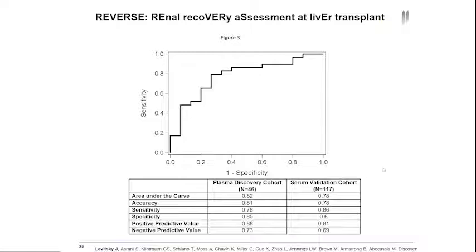And so, of course, that was just our Northwestern patients, but we also paired up with Baylor and did the same thing. We looked at their cohort in serum, and also were able to validate this test, which is called the REVERSE test, or renal recovery assessment at liver transplant. So it's a model rather than a test. It has these two proteins, age and diabetes. You can see here that this was also quite predictive in a separate validation cohort.